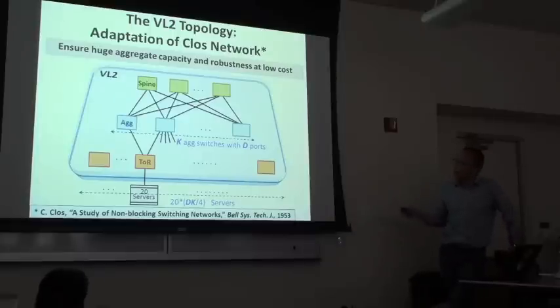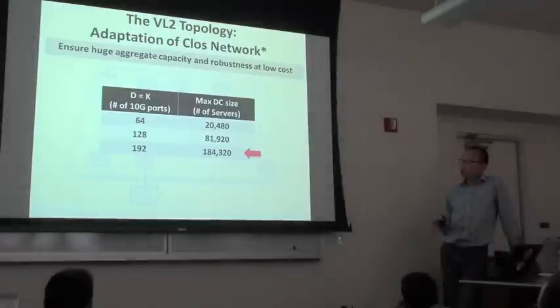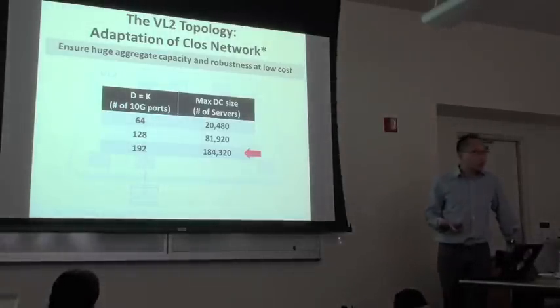So we can build a big network using small D devices. In fact, just for simplicity, suppose D and K are identical. This is the device that is available right now. With this kind of device, you can build a fully non-oversubscribed network for up to 20,000 servers. With this kind of device, which will become available very soon, you can go all the way up to 200,000 servers without any oversubscription.